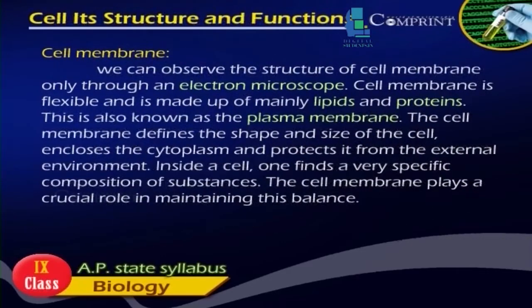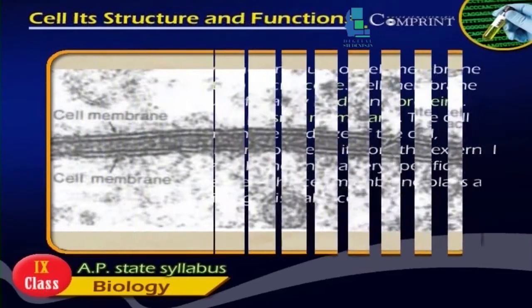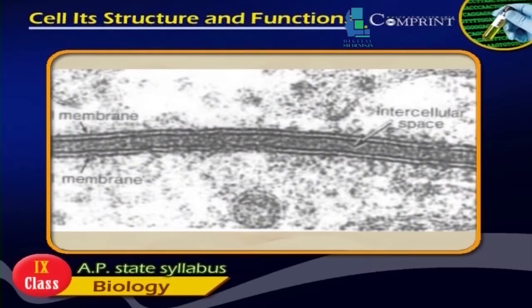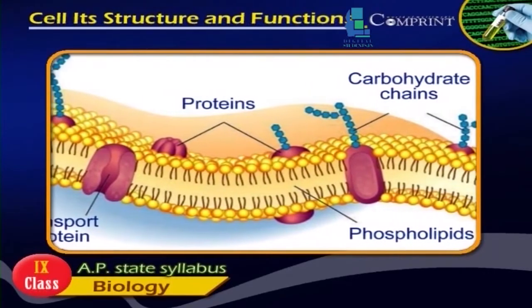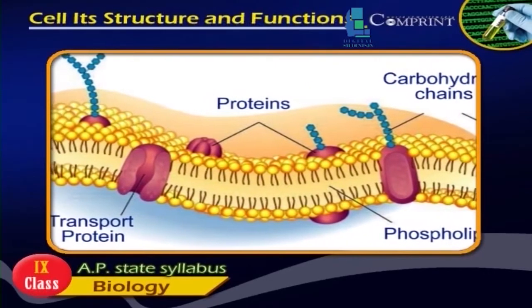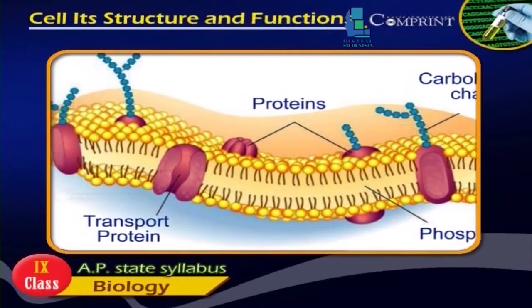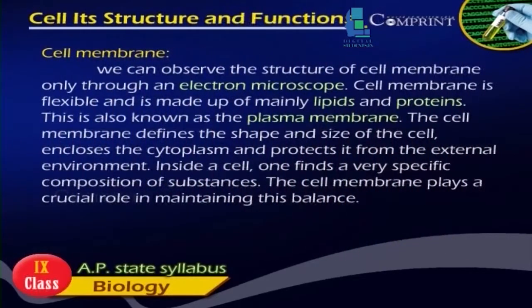We can observe the structure of the cell membrane only through an electron microscope. The cell membrane is flexible and is made up of mainly lipids and proteins. This is also known as the plasma membrane. The cell membrane defines the shape and size of the cell, encloses the cytoplasm and protects it from the external environment. Inside a cell, one finds a very specific composition of substances. The cell membrane plays a crucial role in maintaining this balance.